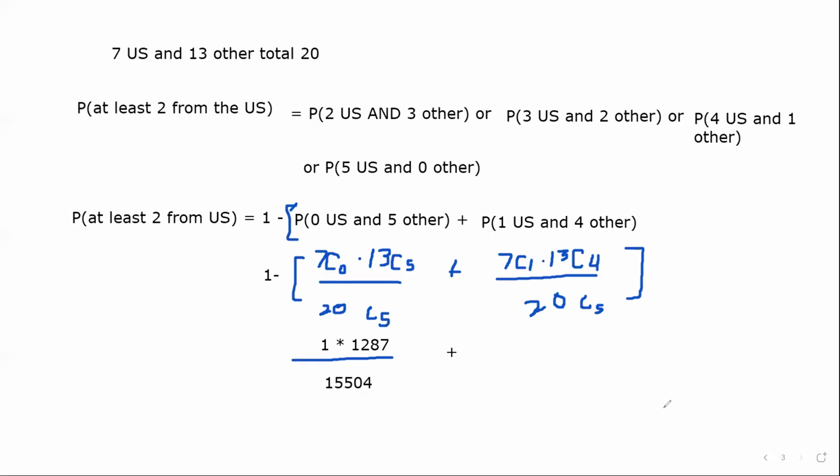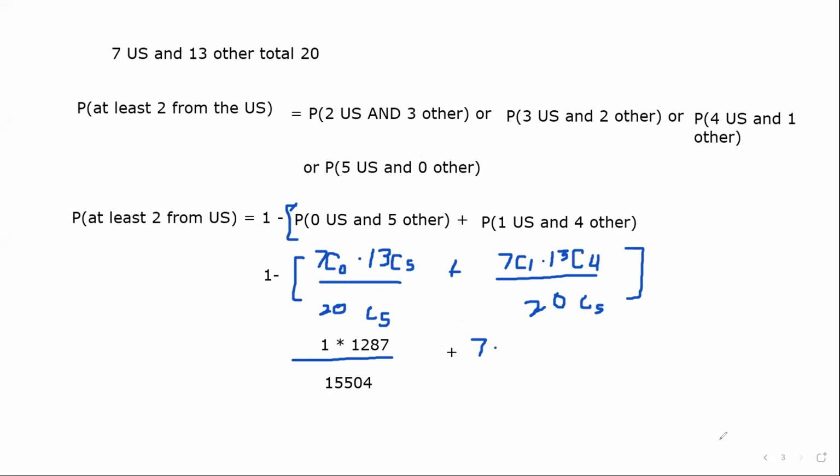This is 13 choose 4. So we have 7 times whatever 13 choose 4 is. What did you get for 13 choose 4? 715. 715. Mhm. Sounds good.